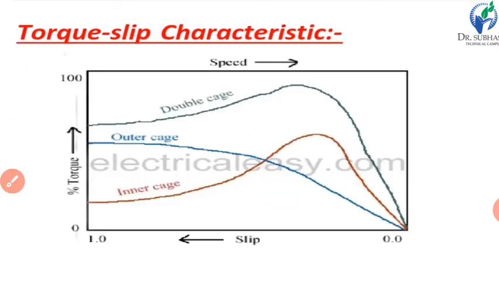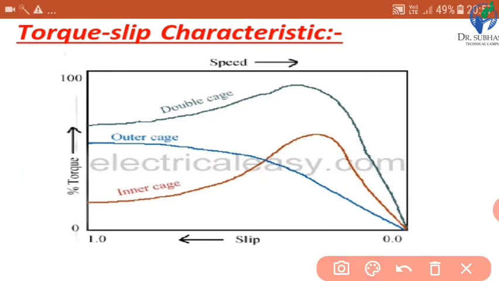Here is the torque slip characteristics. We can see the outer cage characteristics in this curve, and the inner cage characteristics is this. By combining these two characteristics we can get this one, the double cage characteristics. So this is the desired characteristics.